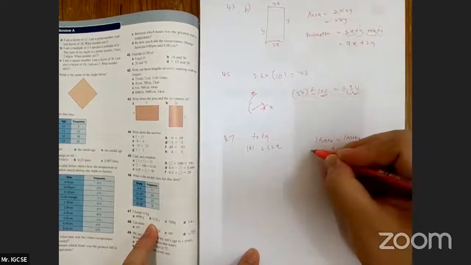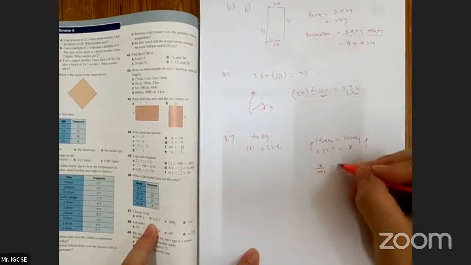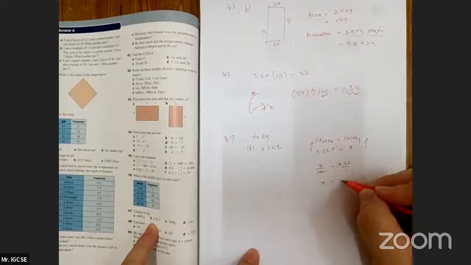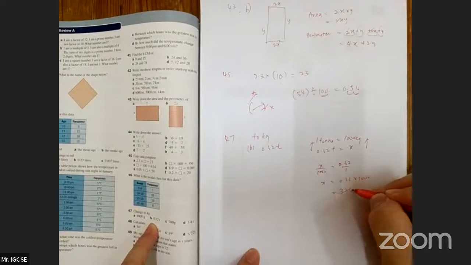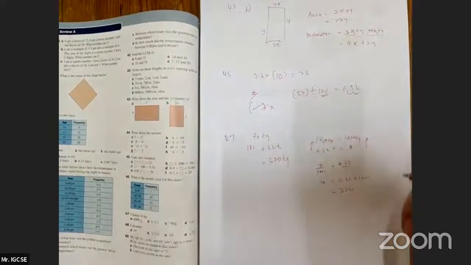So you draw an arrow. It means that x divided by 1000 is equal to 0.32 divided by 1. So the x is 0.32 times 1000. So it's 320. So it's equal to 320 kg.